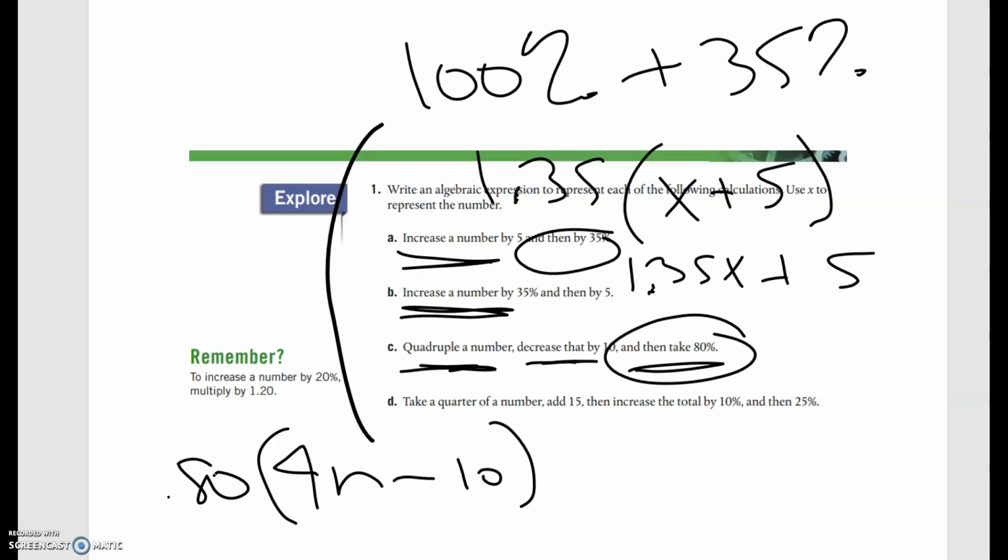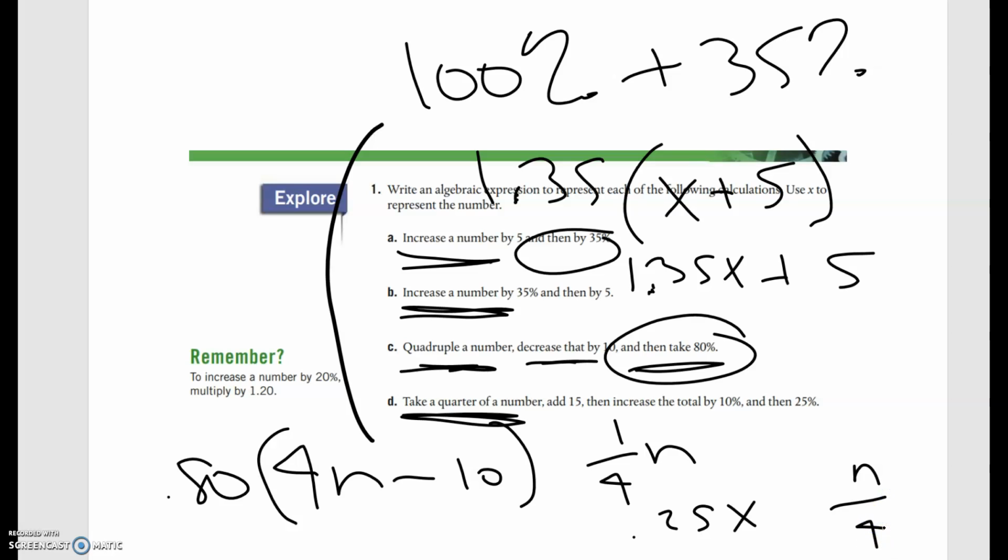Okay, and then the last one says take a quarter of a number. So that would be a fourth of a number. So you could either do a fourth of a number or maybe multiply by 0.25 or divide by 4. Any of those would take a fourth of a number.